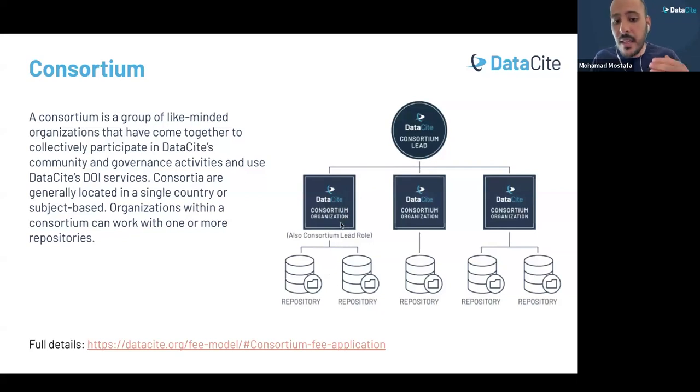So in this case, each consortium organization joins under this consortium and can connect 1, 2, 3, 4 repositories, according to the number of repositories that they have, with the DataCite infrastructure, and they can start getting and assigning DOIs for all their research outputs.